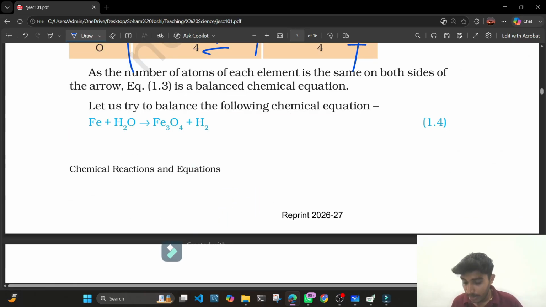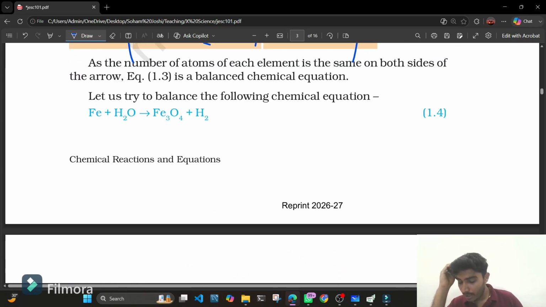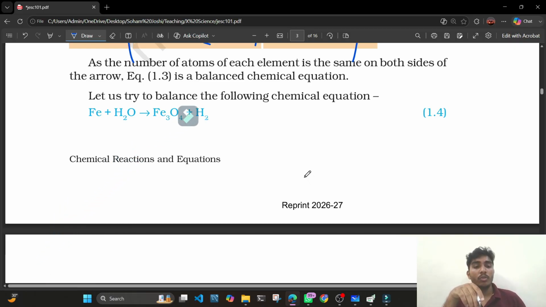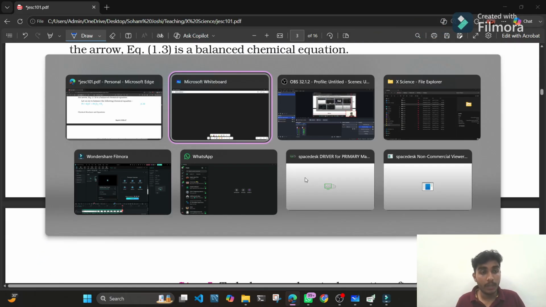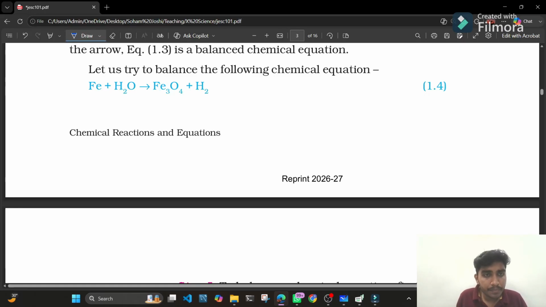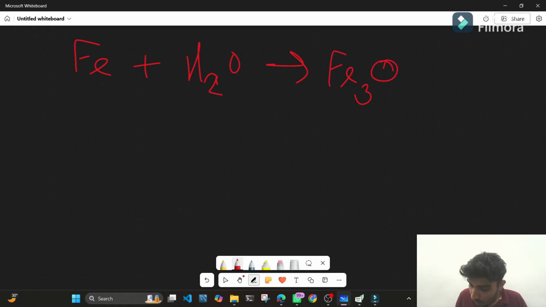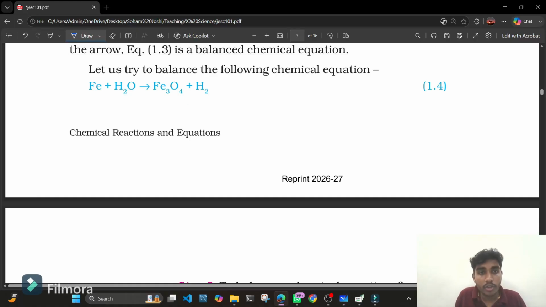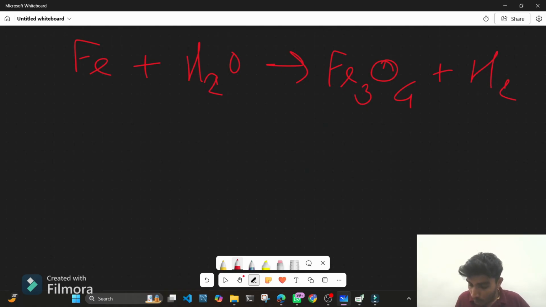ठीक है. But there are many cases where the equation is not balanced. Let us take an example of Fe plus H2O gives Fe3O4 plus H2. We'll write it over here. Fe plus H2O gives Fe3O4 plus H2. ठीक है.